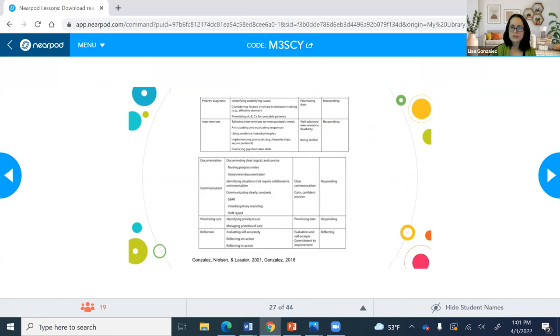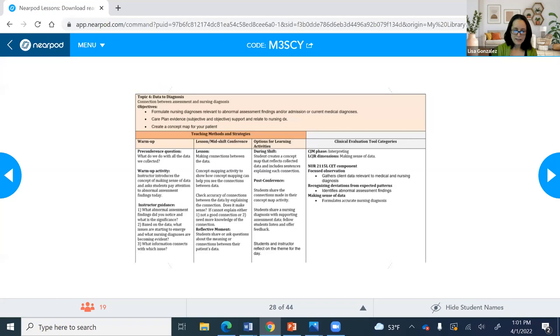This is just all the different topics from that. And then this is the lesson plan from the data to diagnosis activity. I wanted to show you this just so you could see how an activity like concept mapping fits with the whole picture. On the left side, it describes the pre-conference questions, the warm-up activities we do, the questions that I ask them in clinical. Then we have our mid-shift conference where we will do our concept mapping activity. So I teach them how to do the concept mapping and then we do it together.